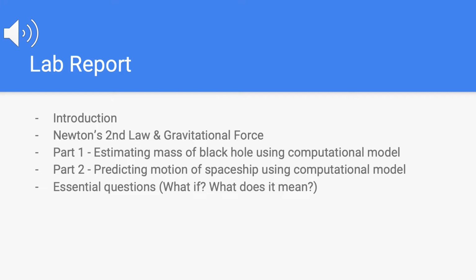This lab is divided into two parts. The first part focuses on estimating the mass of a black hole using a computational model. The second part focuses on predicting the motion of a spaceship near the black hole. I'll then proceed to answer essential questions.